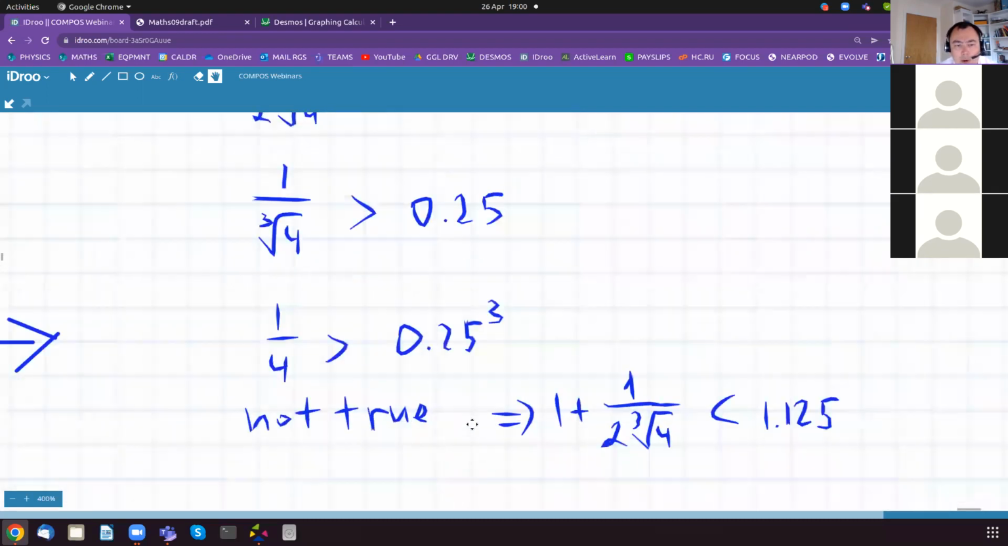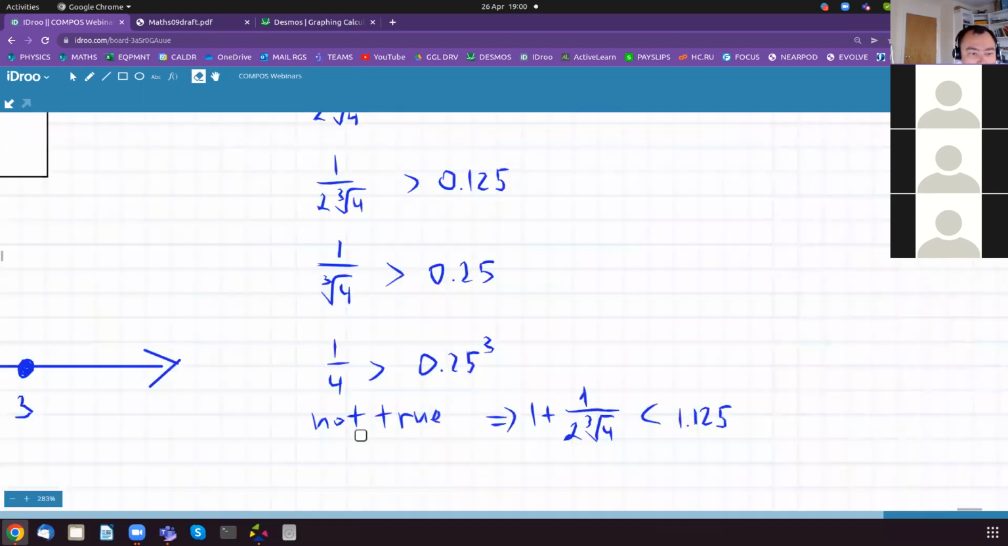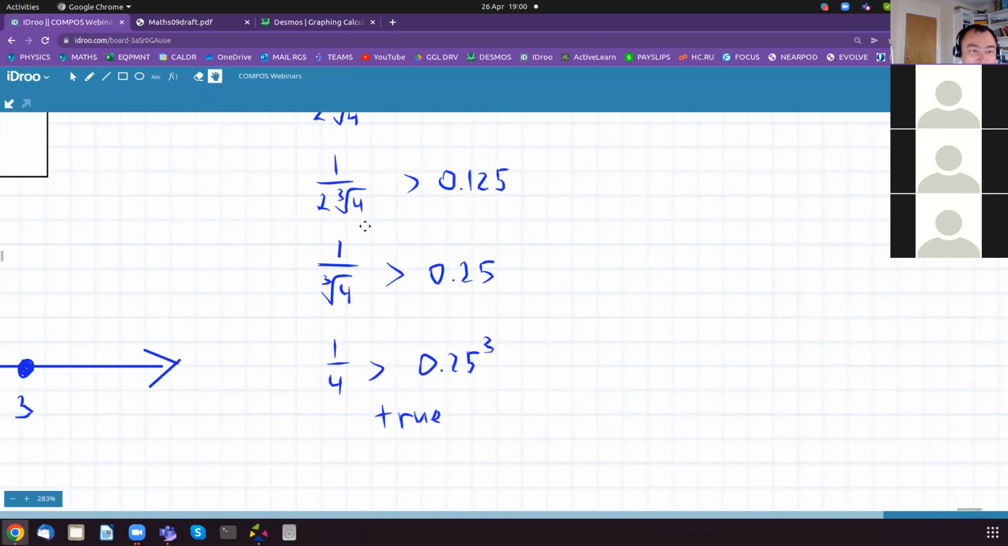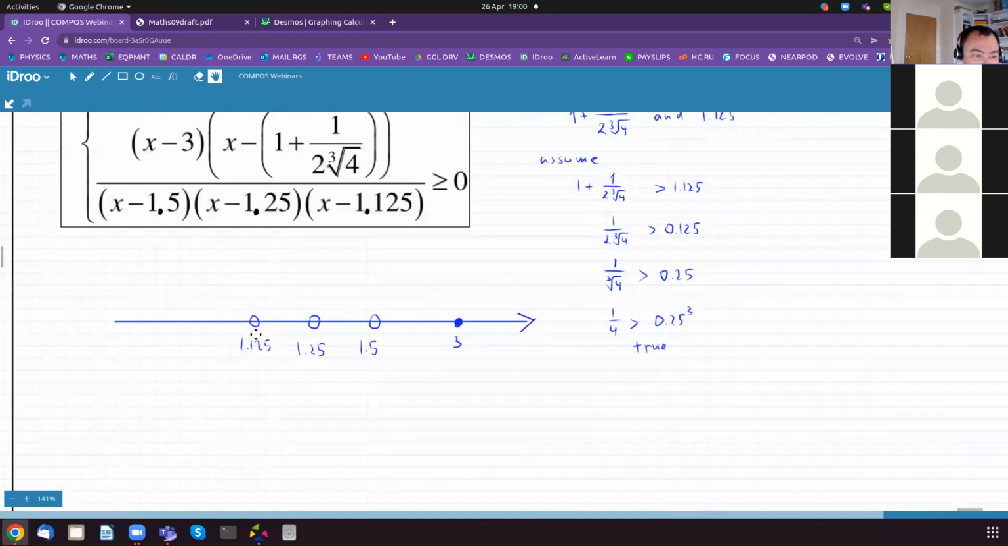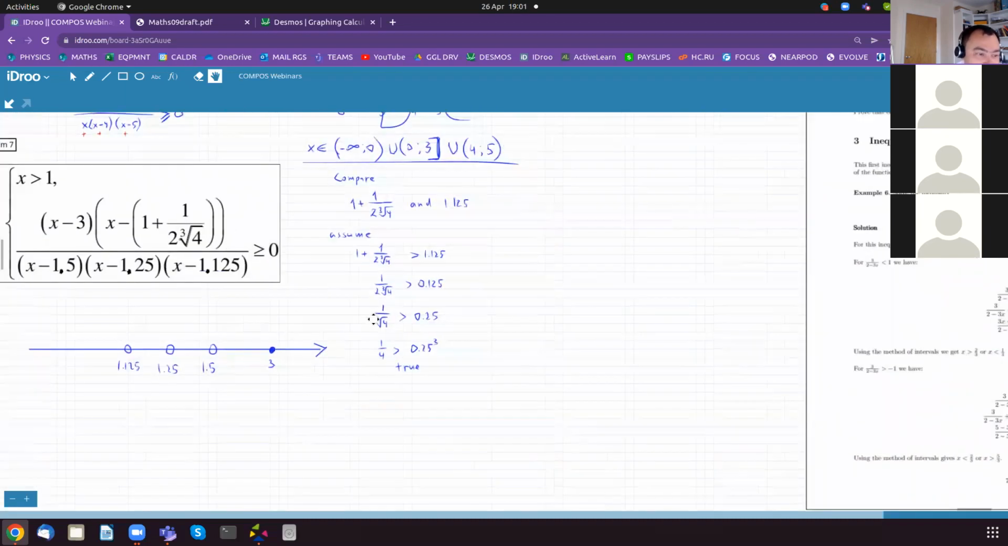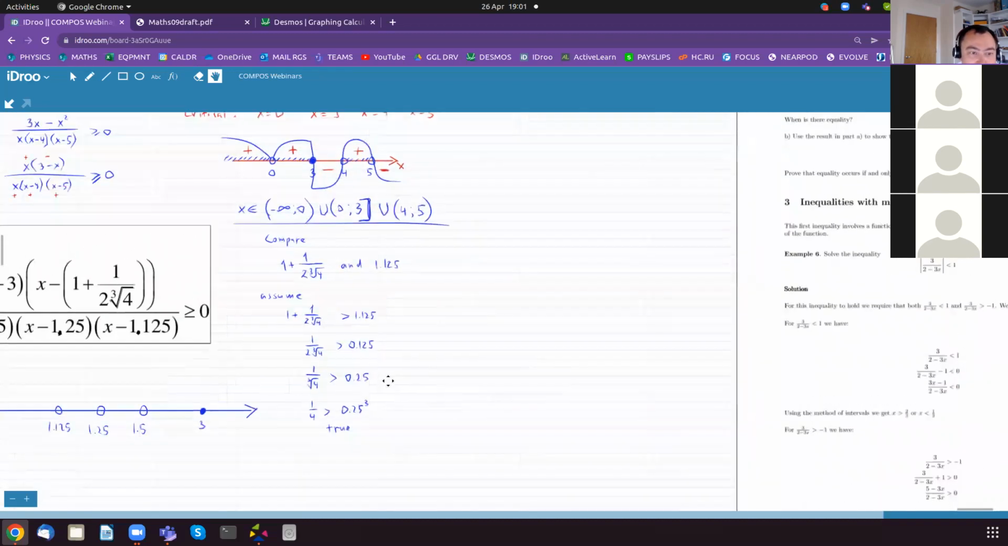Oh, sorry. Which is true, of course. A quarter is bigger than a quarter cubed. Sorry. Okay, I wasn't so lucky. So this is true. So it is greater than 1.125. Okay, let's check 1.25.